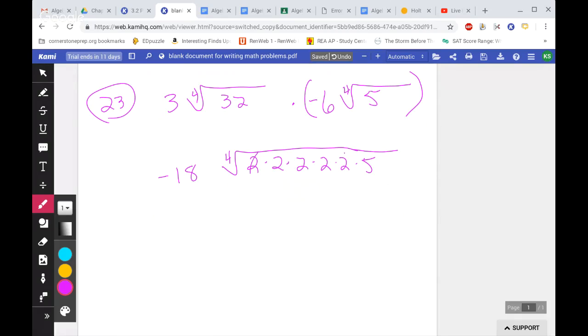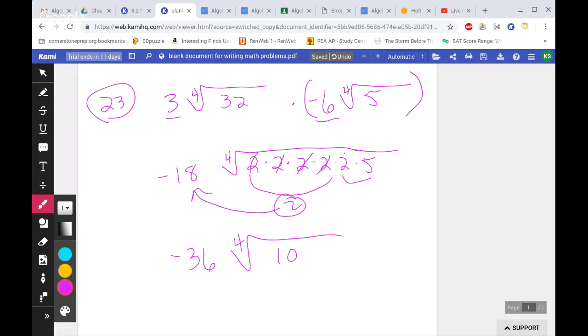So now I've got to pull out sets of 4. There's only one set of 2 that can be pulled out. So that's going to be -36, and then what is left is the 4th root of 10. Where'd you get the -36 from? I multiplied this 2, because I pulled out a 2 from under the radicand, and it's multiplied to that because it's 3 times -6, which gave me negative 18. And then 2 times negative 18 is -36. Okay.